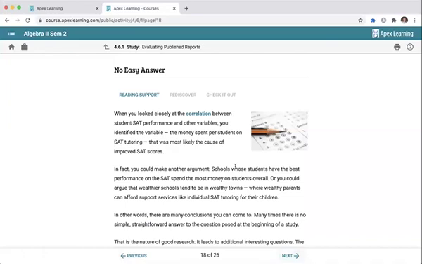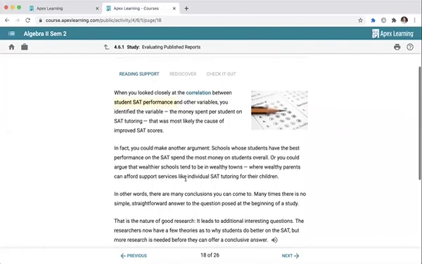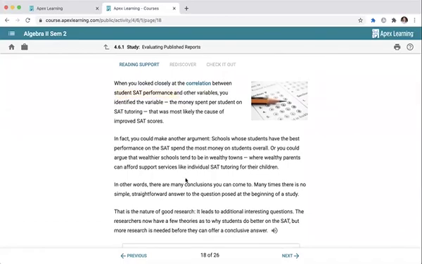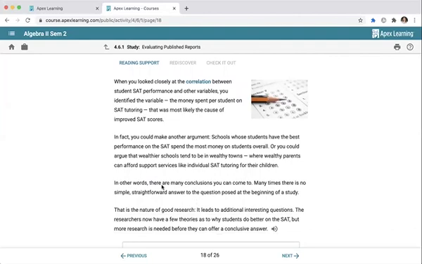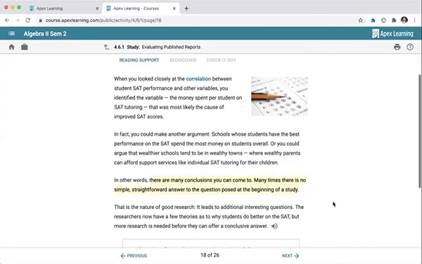And unfortunately, they titled it perfectly. There's no easy answer a lot of the times when you look at causation or correlation. Sometimes it can be kind of dicey, especially on that last page, which was talking about SAT performance, performance on a standardized test. Sometimes it can be really difficult to pull out if it's causation or correlation. So in other words, there are many conclusions that you can come to. Many times there is no simple, straightforward answer to the question posed at the beginning of a study.